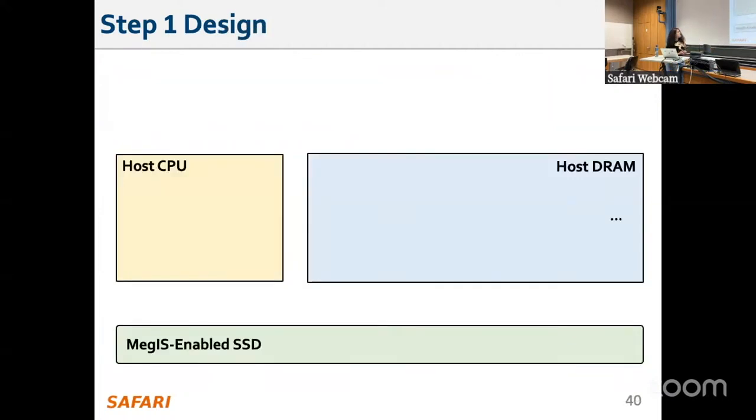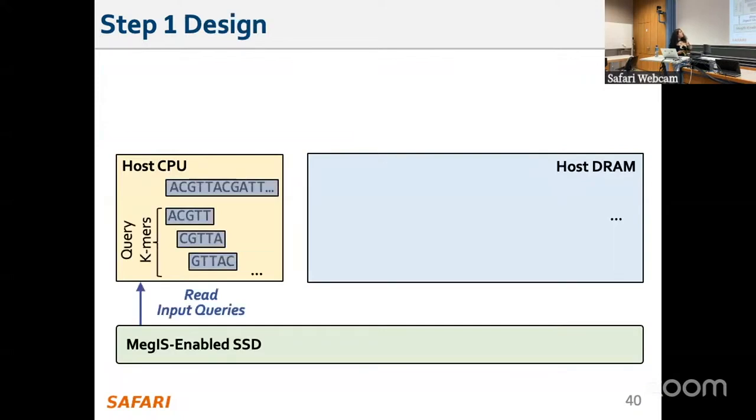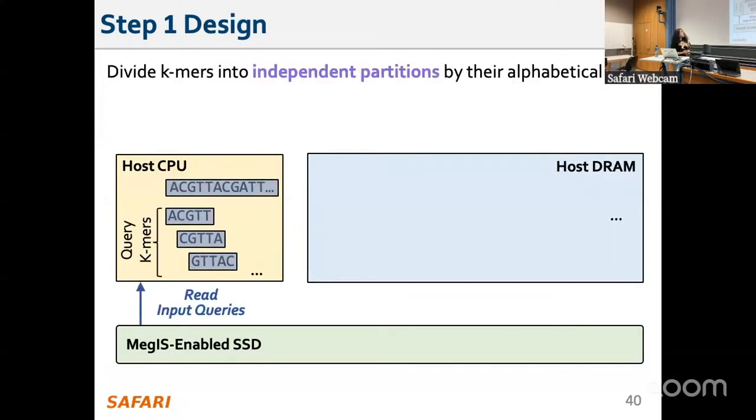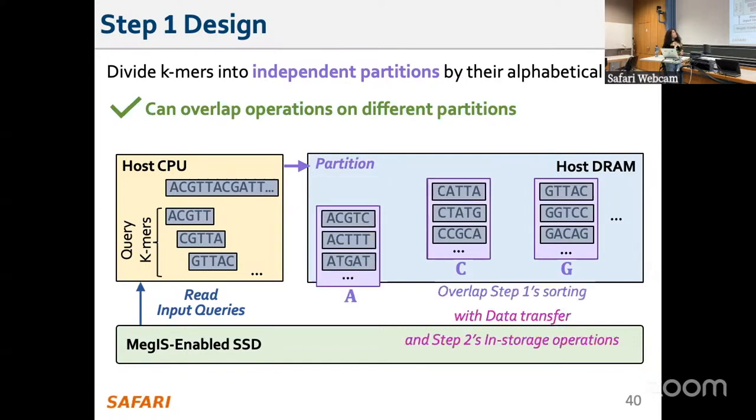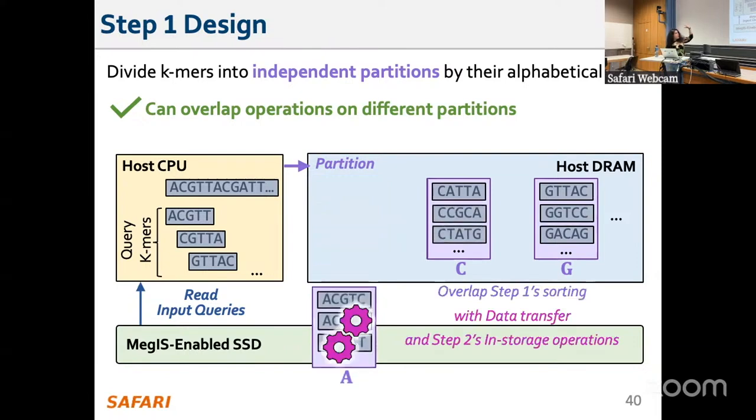So now let's look at the design of this step a little bit. We read the input queries, we extract the k-mers. MegIS divides k-mers into independent partitions based on their alphabetic order, right? This way, we can overlap operations that we do on these independent and disjoint partitions, such that when we are performing sorting in one of the partitions in the host system, we can transfer and perform step 2 operations in the previous partition. This way, this communication time between them gets hidden really nicely.